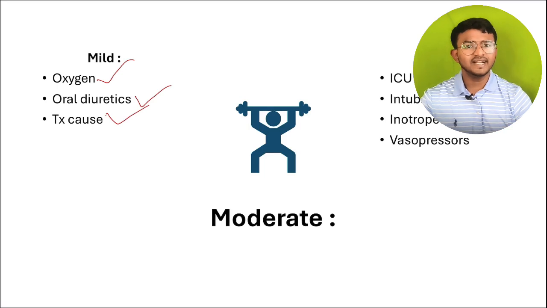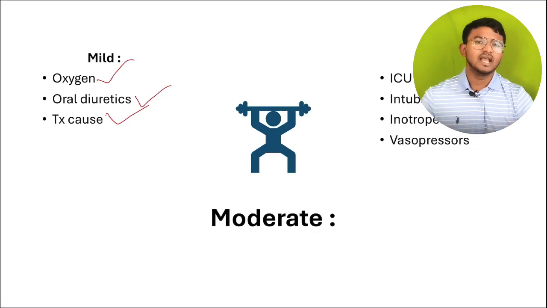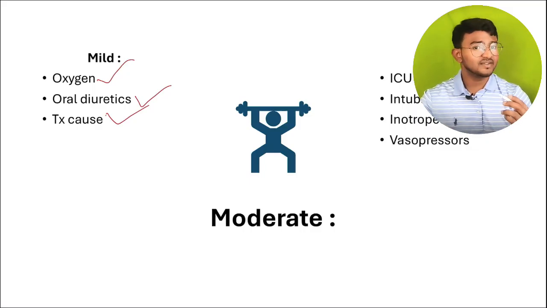In moderate cases, what do we have to do? In moderate cases, we can give intravenous diuretics and nitroglycerin, and after that we can give CPAP or BiPAP.